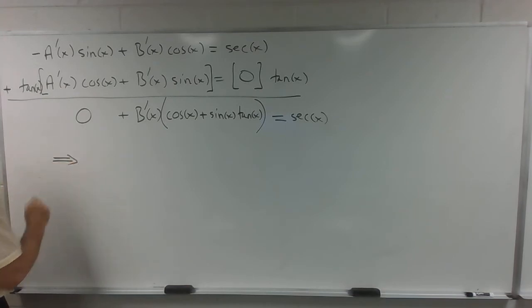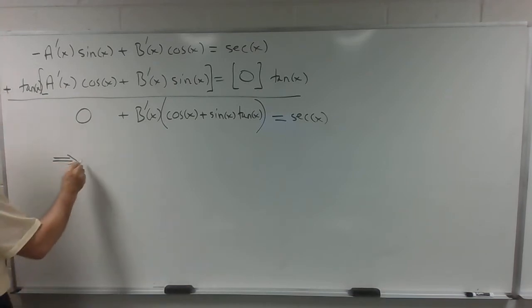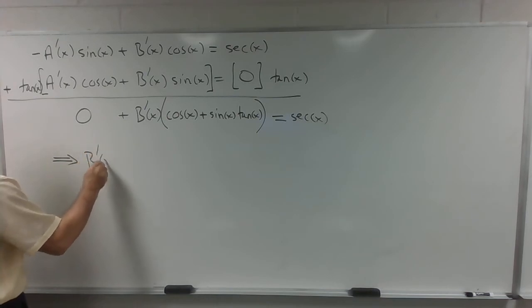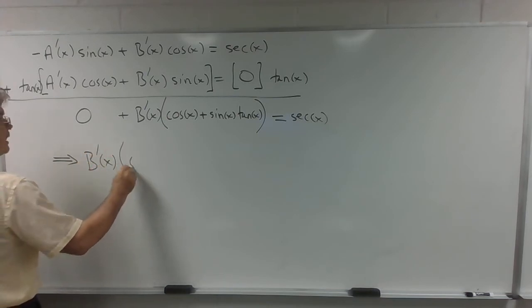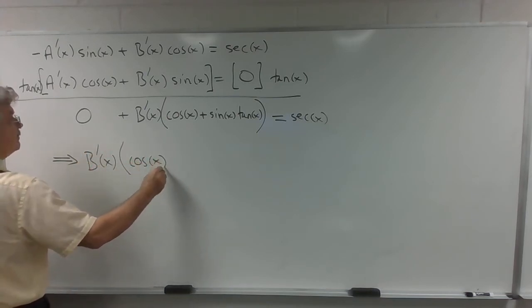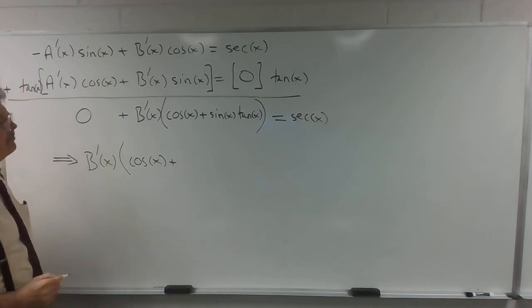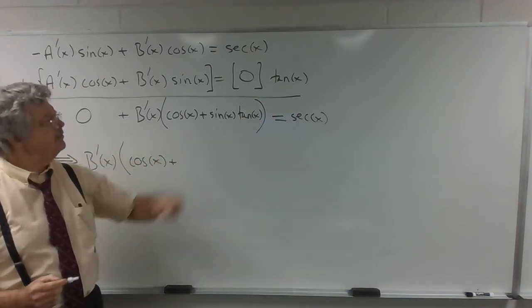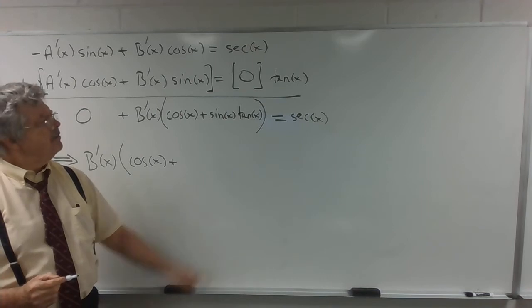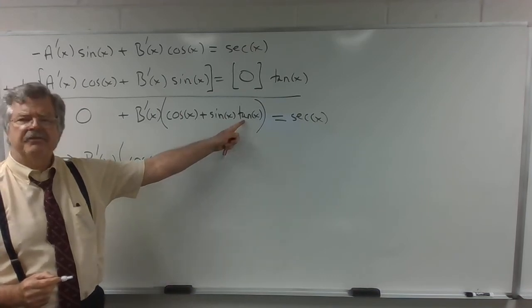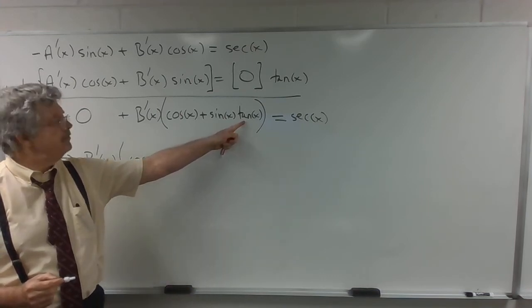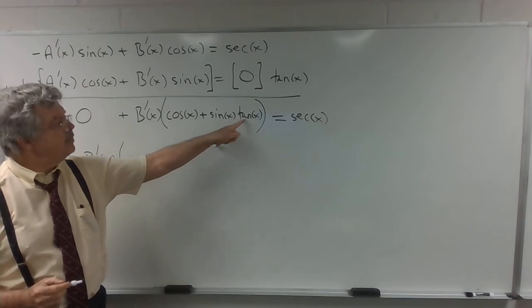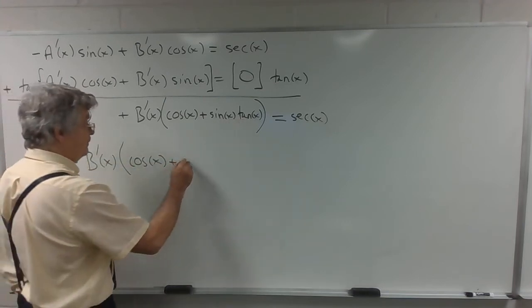So let me simplify this a little bit. I have b prime of x times cosine of x plus sine of x times tangent of x. But tangent of x is sine over cosine. So this is sine squared over cosine of x.